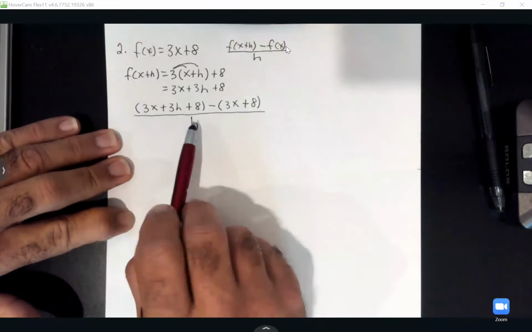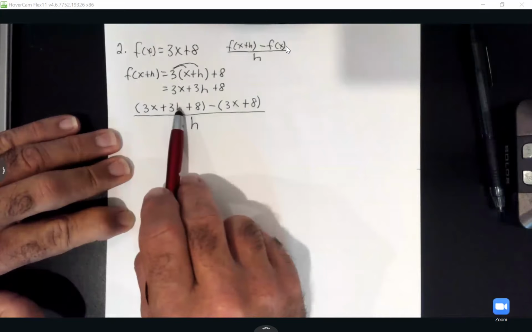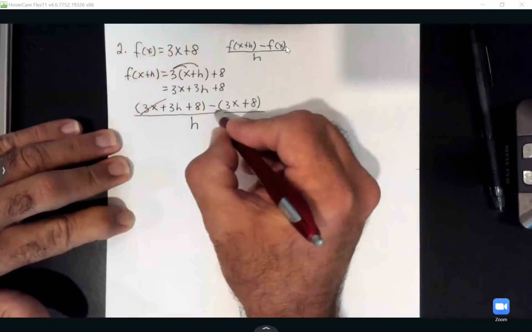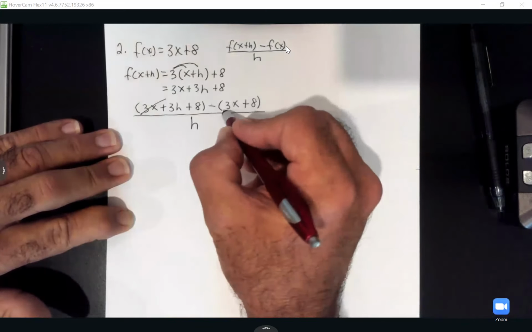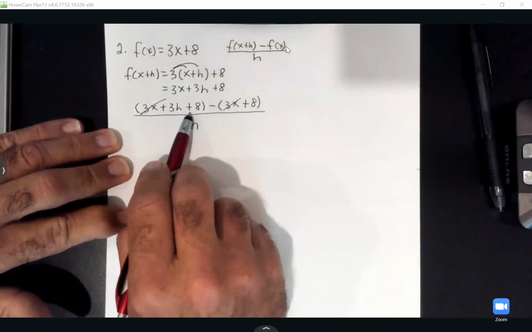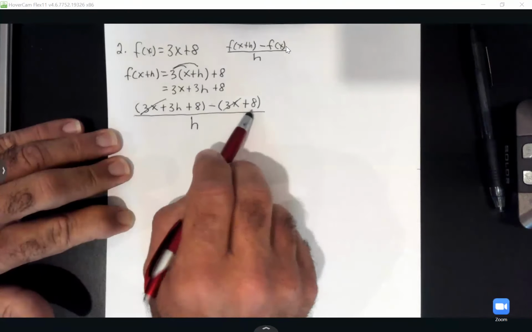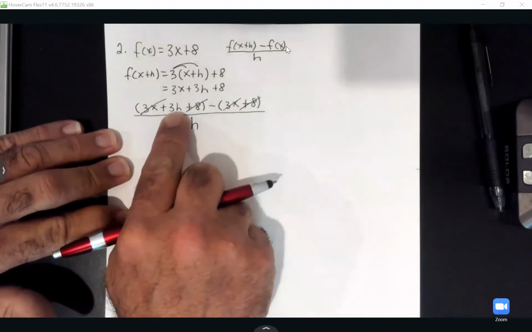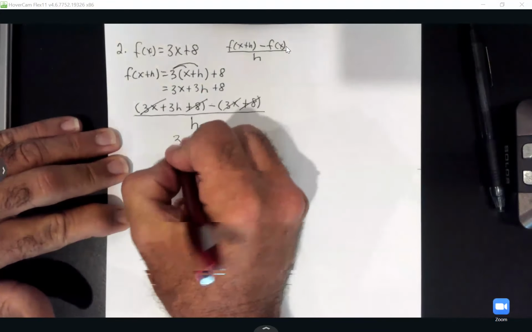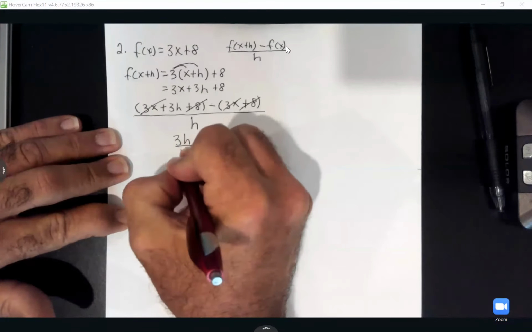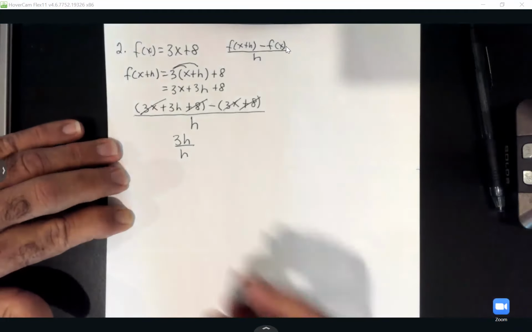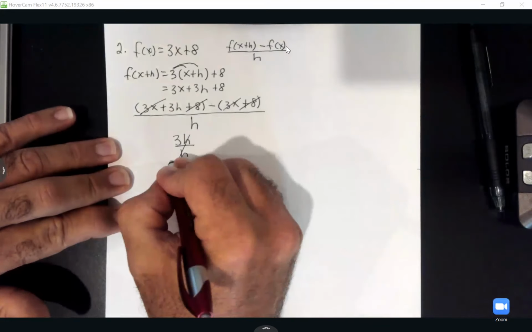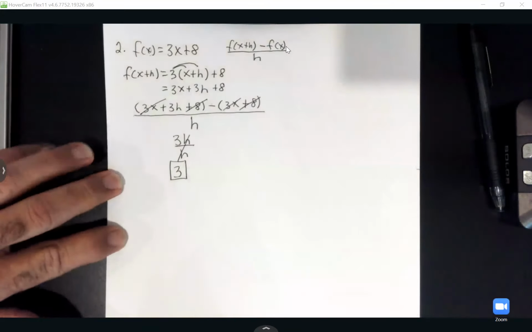All right, y'all, so look what happens. Everything that don't have an h in it again is going to cancel. So this 3x is going to cancel with this negative 3x. This positive 8 minus positive 8, the 8s are going to cancel. All that's left is a 3h over h. And y'all, guess what? Once again, h's cancel, giving me a final answer of 3.